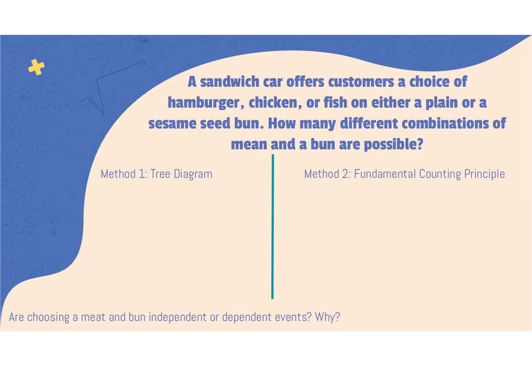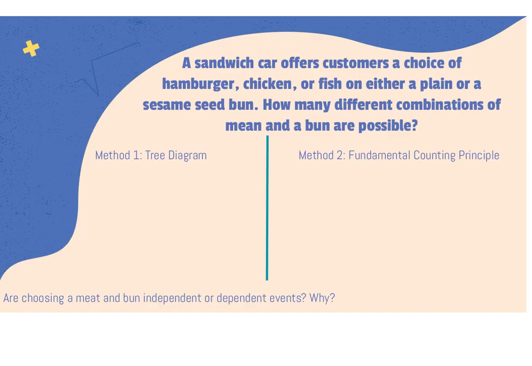So if I consider this problem: a sandwich cart offers customers a choice of a hamburger, chicken, or fish on either a plain or sesame seed bun. How many different combinations are possible? Well, for this individual person, I can have a hamburger, I can have chicken, or I can have fish, and either one of those can be on a plain or sesame seed bun.